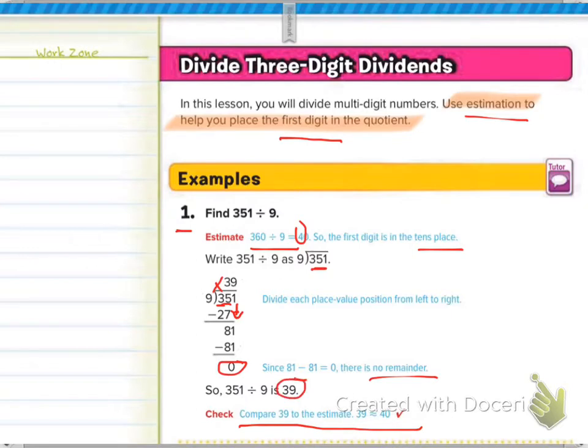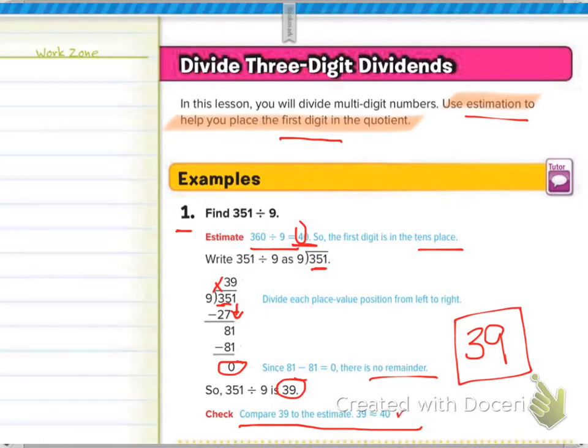Well, when we rounded, or estimated, we were at 40. Is 39 almost equal to 40? Yeah, so 39 is a very good answer for this. Would 390 be a good answer? Is 390 close to 40? No. So when you estimate, that's helping you understand what your answer should be close to.